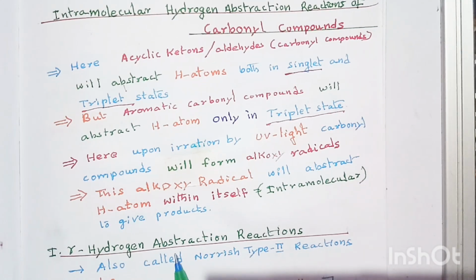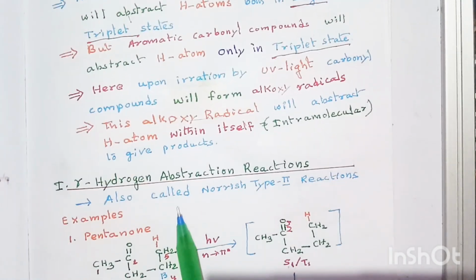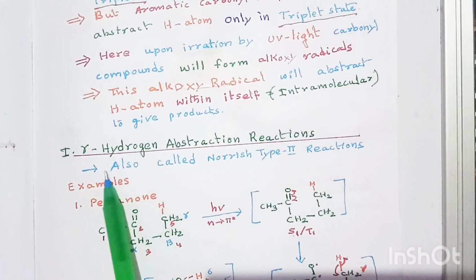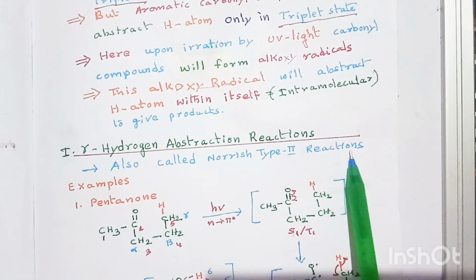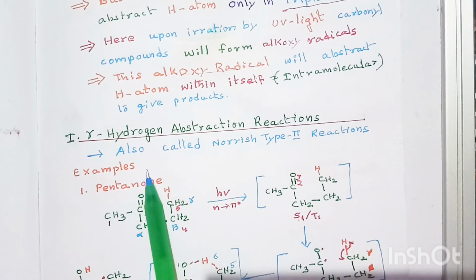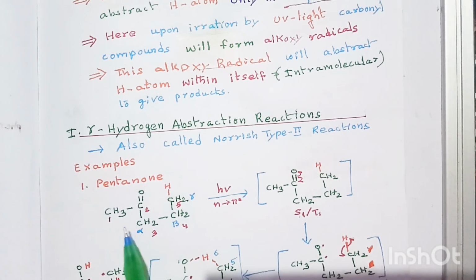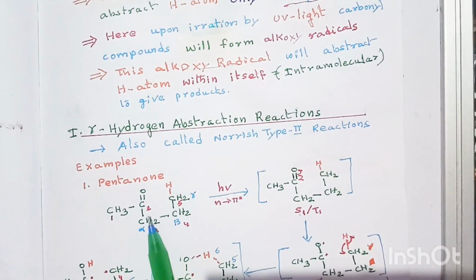Let us see a few examples. First of all, we will consider gamma hydrogen abstraction reactions. These gamma hydrogen abstraction reactions are also called as Norrish type 2 reactions. Let's consider an example of pentanone. Pentanone means 5 carbon atoms, 1, 2, 3, 4, 5, with carbonyl functional group, that is C double bond O. So it is called pentanone.